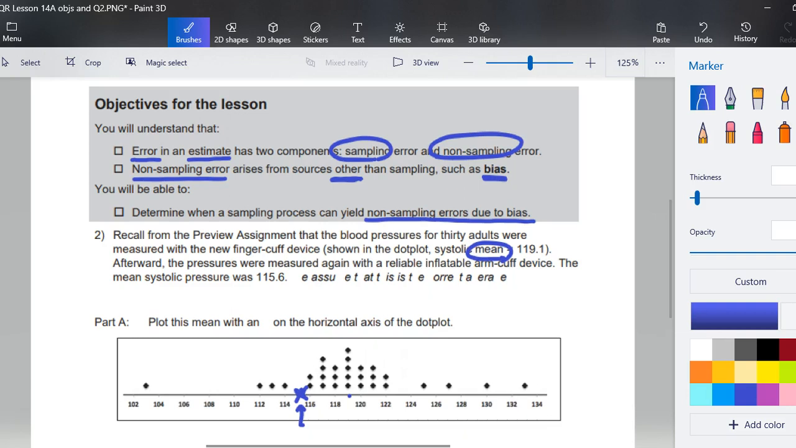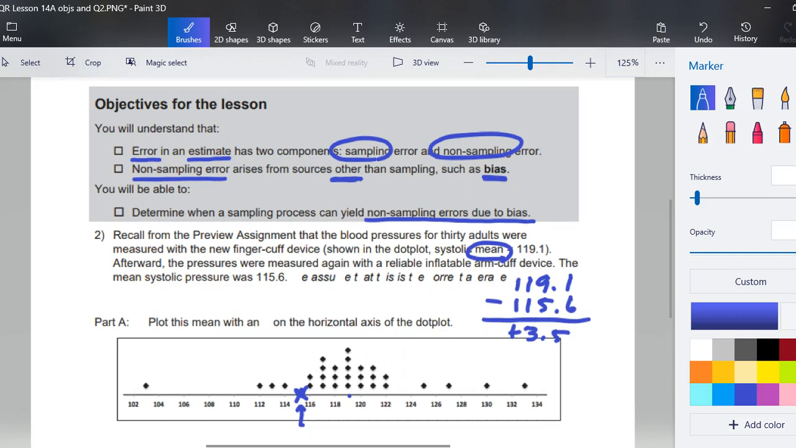So in our case, we have our finger cuff device measuring at 119.1. When time goes by and they can retest the blood pressure using the arm cuff, we get 115.6. In other words, a difference of 3.5. And what this could mean is that the finger cuff method is measuring systolic pressure too high by about 3.5 mmHg.